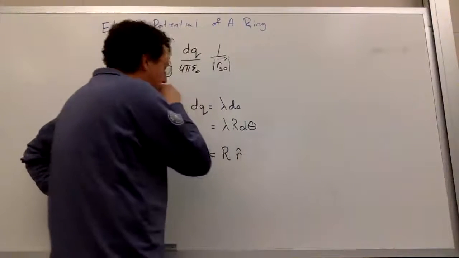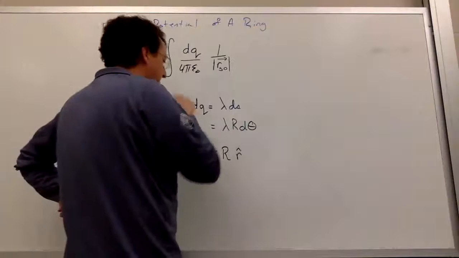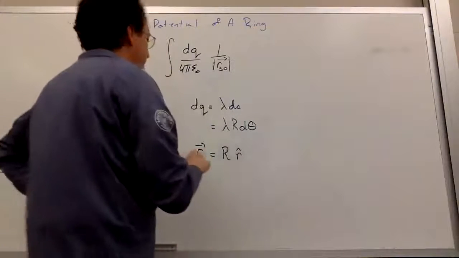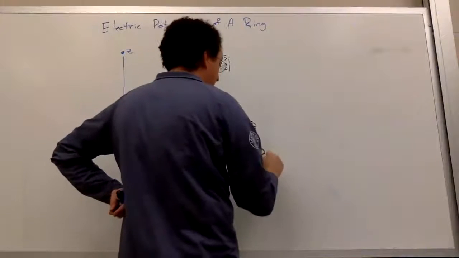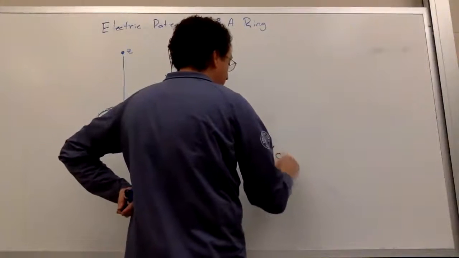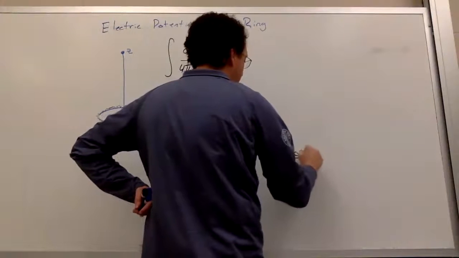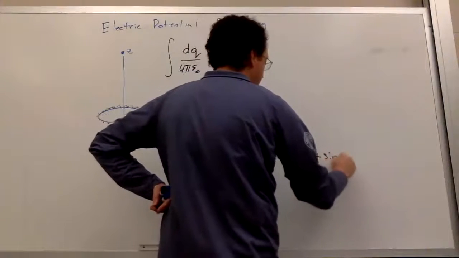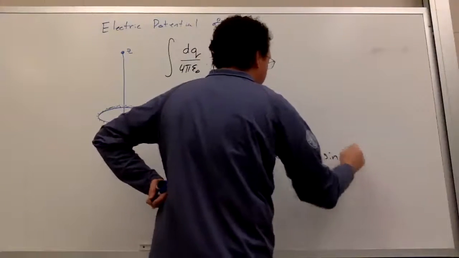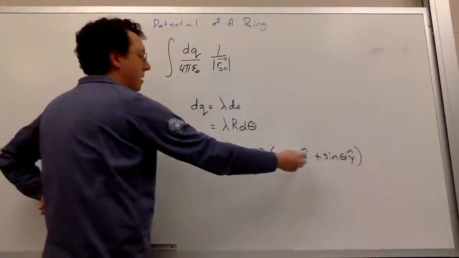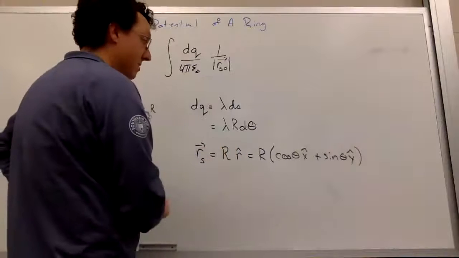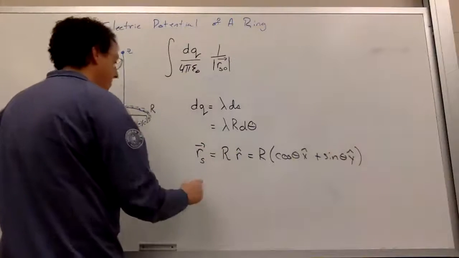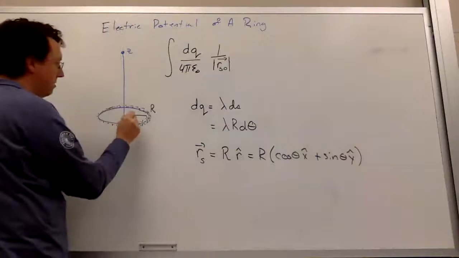So you could also write that as r times cosine theta x hat plus sine theta y hat. Both are perfectly adequate. This makes the angular dependence manifest. This just looks nice and compact. Okay, so that's the position vector.